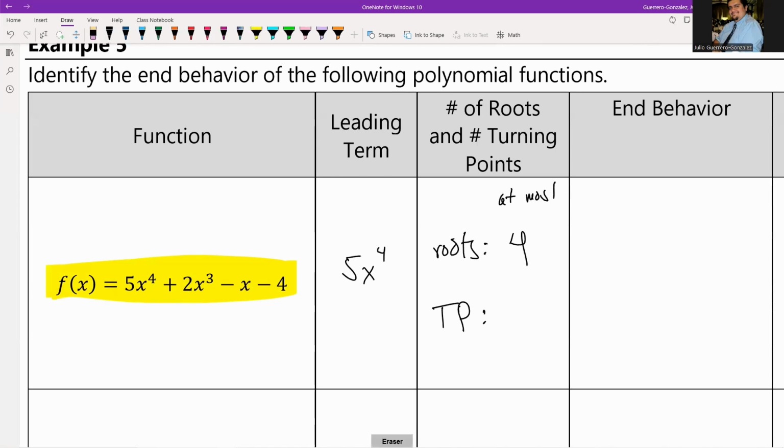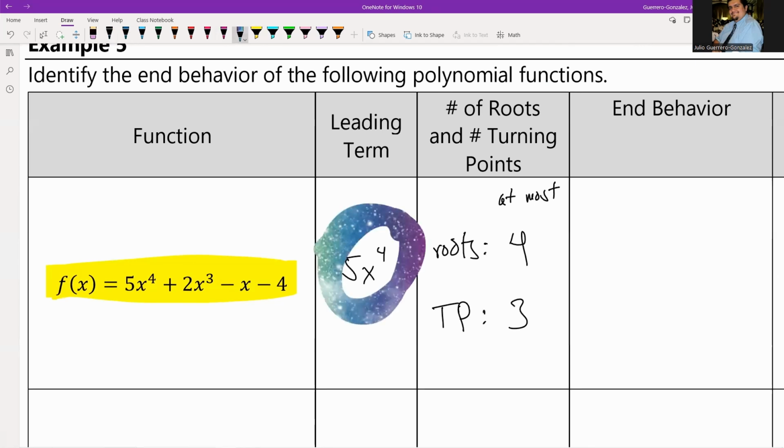Okay, at most 4 roots. And the number of turning points should be 3, at most. Got it? All right. Now, end behavior. This is where we get to draw this thing. So that thing right there.